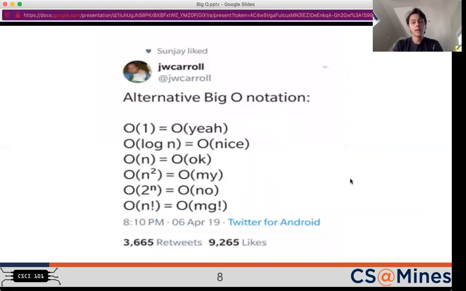So what we have is O of 1, which is a constant, not too bad. O of log n is also nice. It keeps the amount of comparisons per size of list pretty low. O of n is not bad, but it's not great either. O of n squared, oh my, it's not very good. Then you have O of 2 to the n, which is, oh no, even worse. And then O of n factorial is, oh my god, the worst possible one you can get.